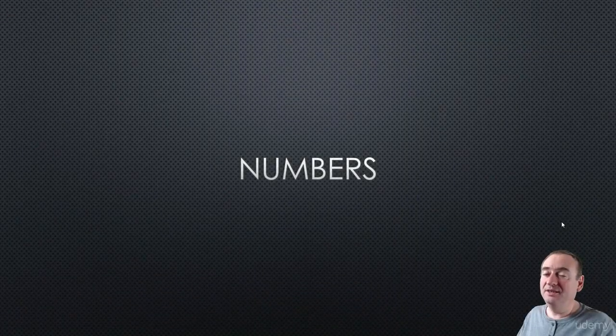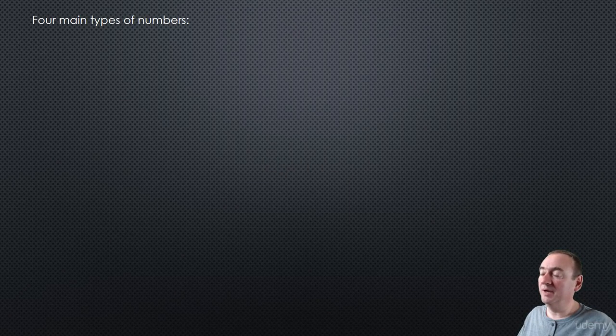Hi. In the next few videos, we're going to look at the numeric types in Python. So basically how we can represent numbers in Python. So very quickly, we have four main types of numbers.